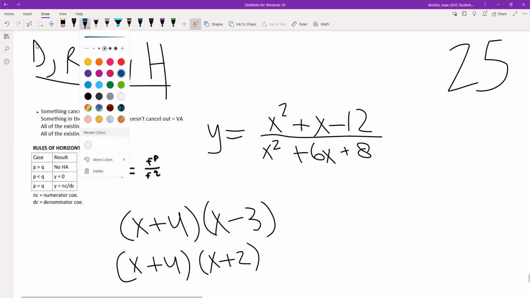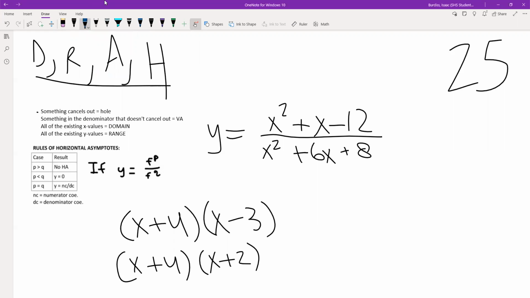Hi there. This is the 25th thing that you would need to know. And these are four things: domain, range, asymptotes, and holes. Let's start out with what domain and range are. Hopefully you remember, but in case you don't, this is what it is.